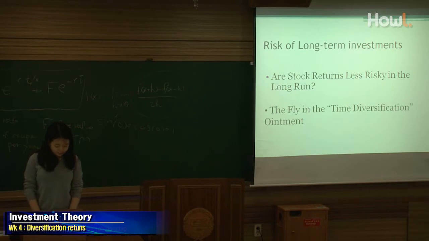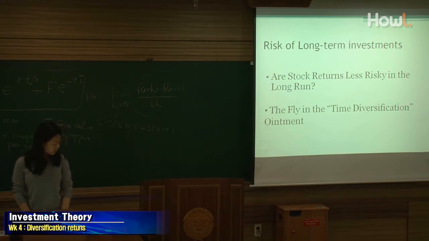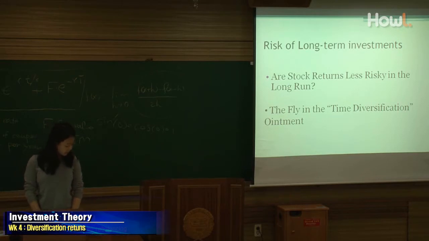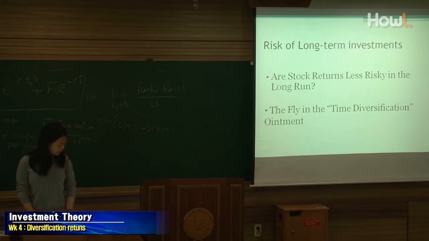Next, you can also think about the fly in the time diversification ointment. To illustrate this with a simple example, suppose that investors can invest in safe bonds and that the rate of return on all bonds is zero. The value of a stock portfolio in any year will either double or fall by 1/2 with equal probability.